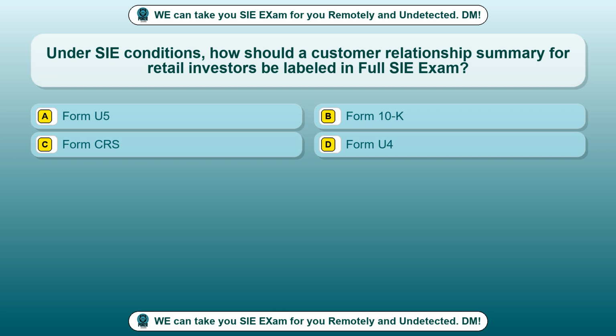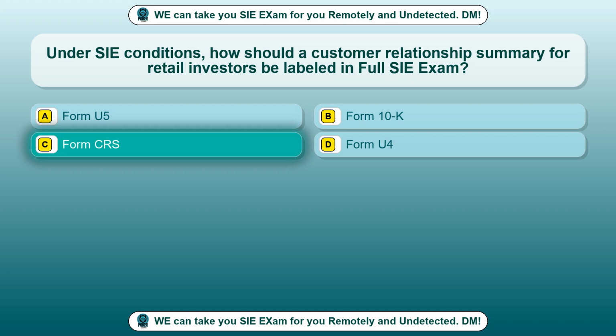Question 56. Under SIE conditions, how should a customer relationship summary for retail investors be labeled in full SIE exam? Option A, Form U5. Option B, Form 10K. Option C, Form CRS. Option D, Form U4. The correct answer is option C, Form CRS.